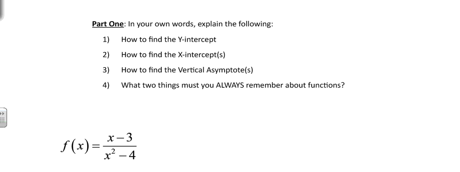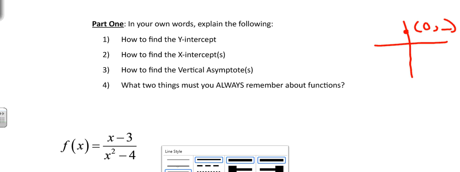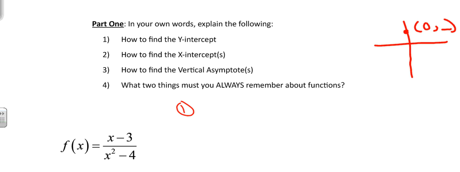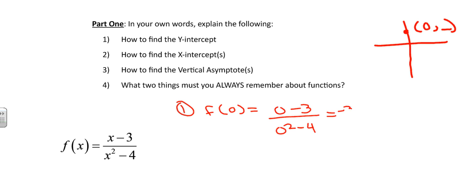Okay, so the way that we find a y-intercept, remember that when we have a y-intercept, that would be the place where a graph crosses over on the y-axis. So that point is going to be 0 something, right? So the way that we're going to find that is that we are going to plug in 0 for x. Okay, so number one, the way that we find a y-intercept is we plug in 0 for x. So we could say f of 0 equals 0 minus 3 over 0 squared minus 4. So therefore, I have negative 3 over negative 4, or 3/4.